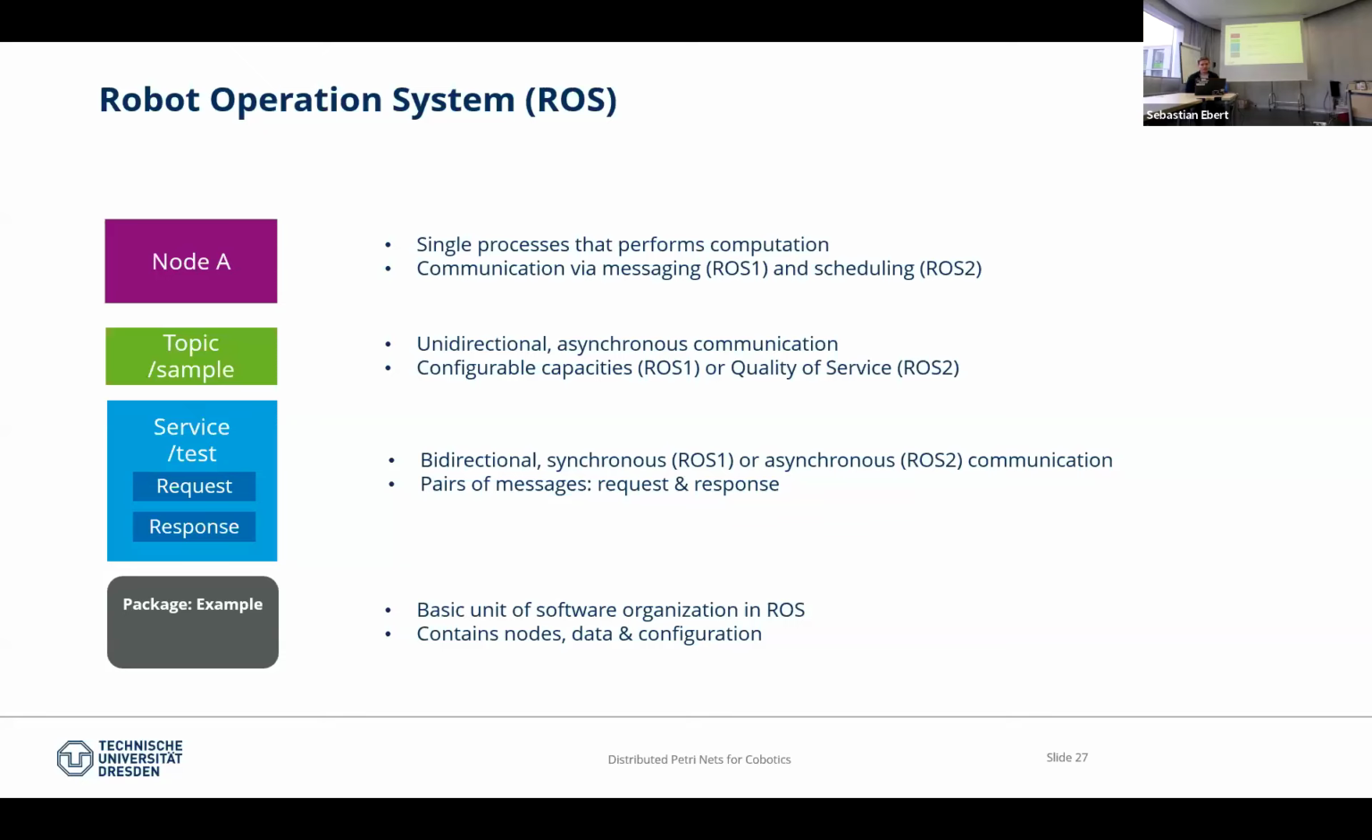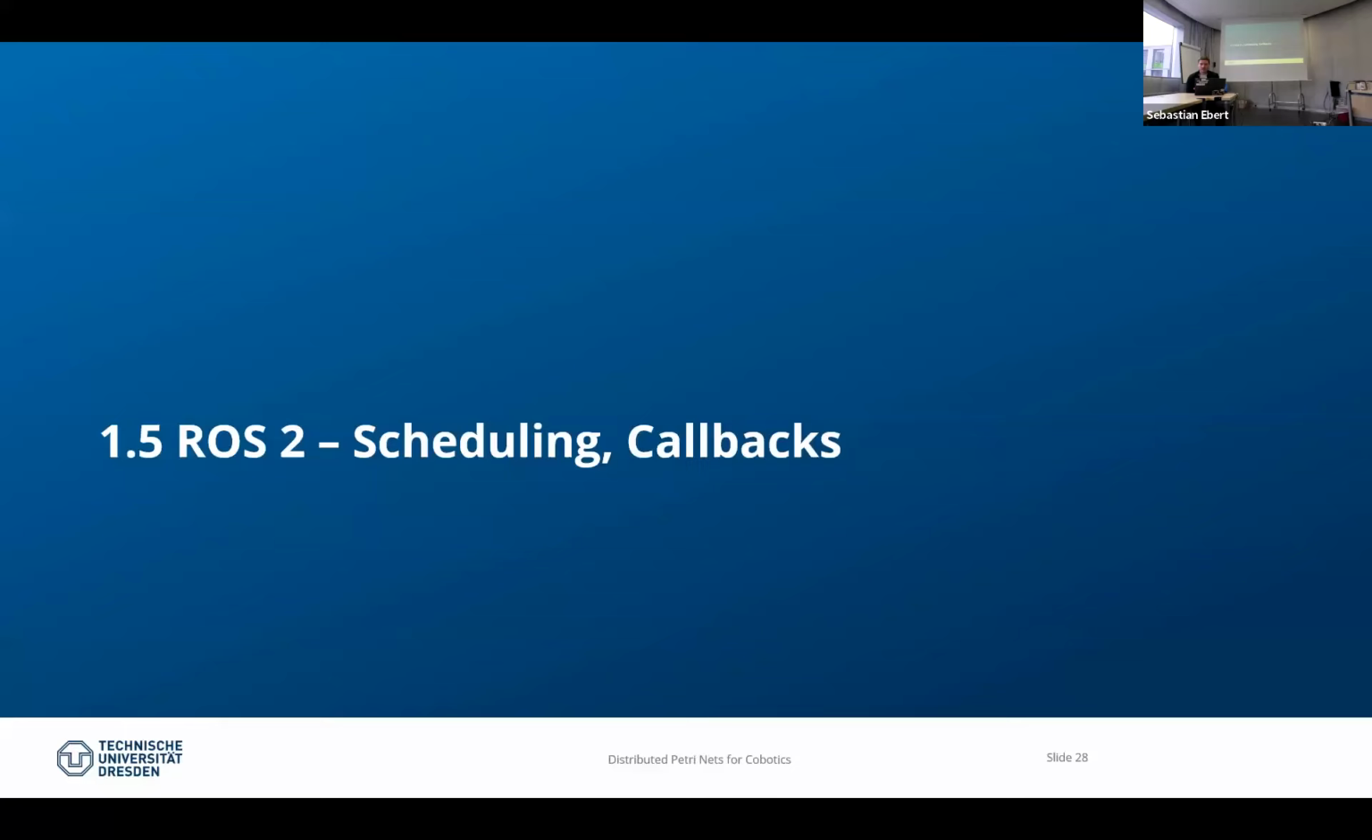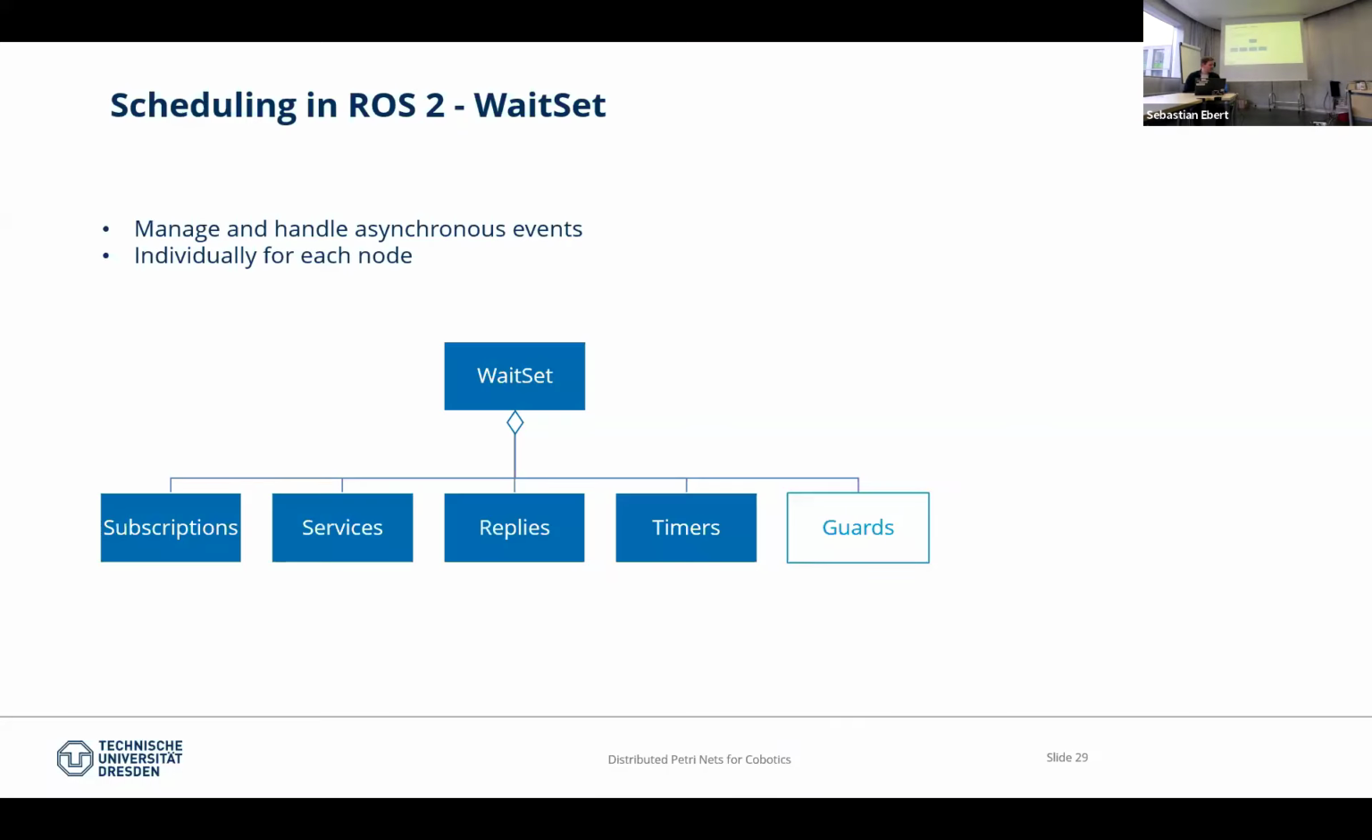So let's get a bit more into what's new in ROS 2 and what we researched, which is how ROS 2 handles scheduling and callbacks. The single source of truth in scheduling in ROS 2 is basically the wait set of ROS 2, which manages newly incoming messages. We have basically the flow-based types in there that we know, like subscriptions, services, replies of them, and timers, and potentially also guards, which can be extended by the user and provide a certain mechanism. But we focus here on the first four, which are the basic patterns every application has in common.